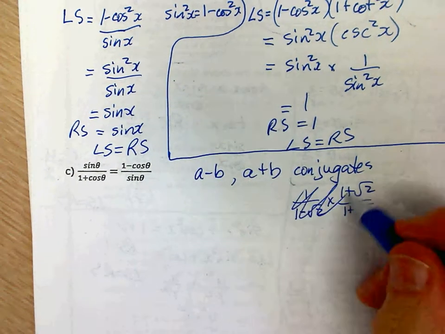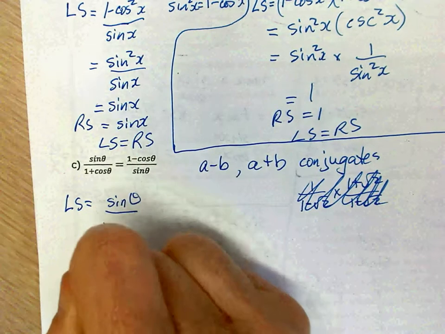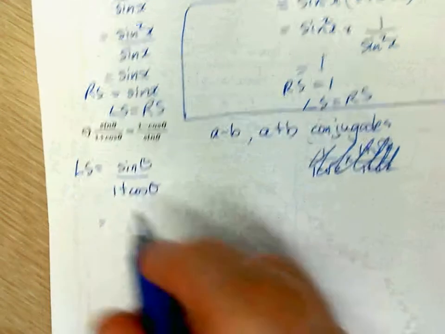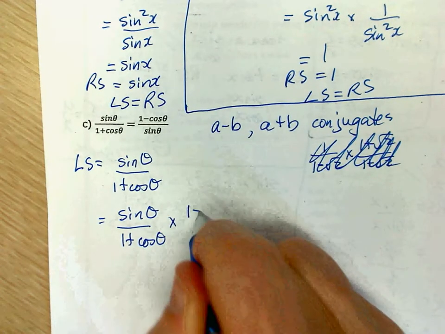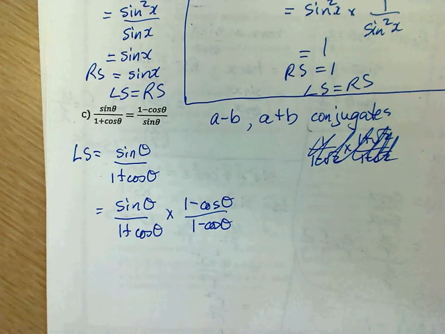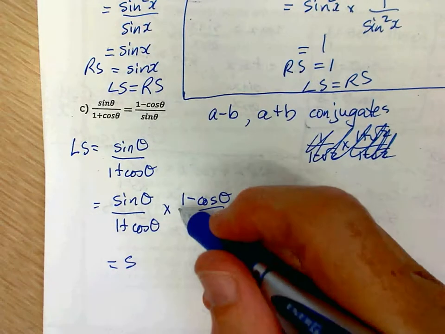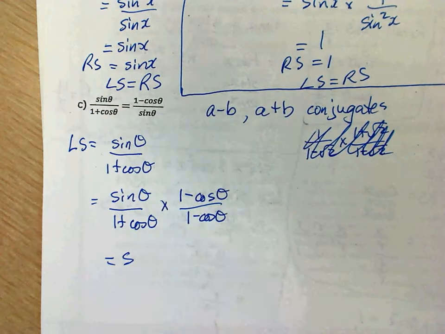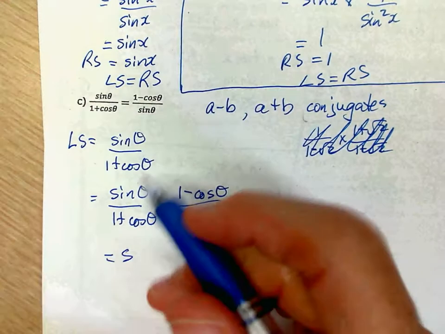Okay, left side equals sine theta over 1 plus cos theta. So we're going to multiply by the conjugate, times 1 minus cos theta over 1 minus cos theta. Good? We're multiplying by 1. So that's why you multiply anything by 1, you're not changing anything. We're just changing the form, but the equality will still hold, assuming it's true, right?